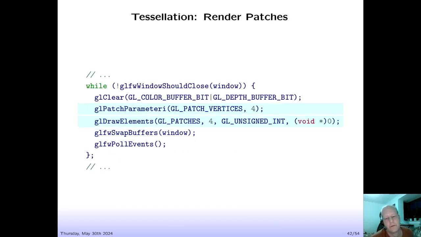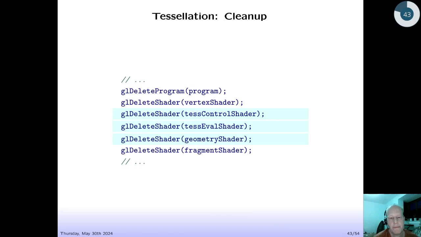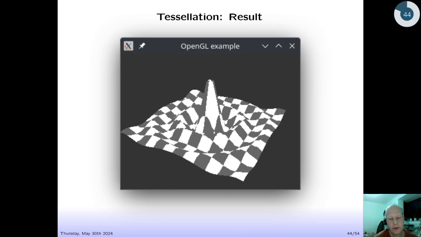And important, we don't use GL quads as a draw elements argument. We use GL patches this time. And we also need to set the GL patch vertices to 4 before calling GL draw elements. And finally, we need to tidy up the cleanup, delete the shaders. And then the result looks like this.